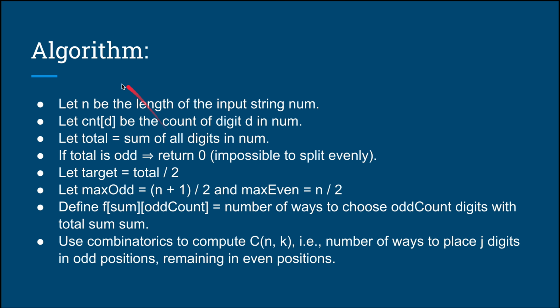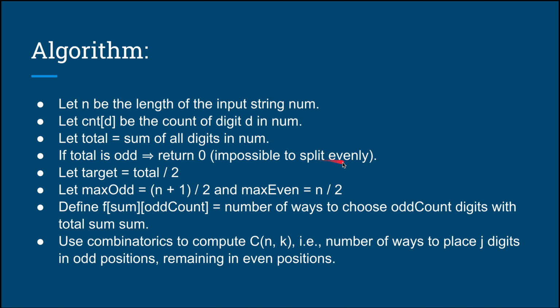Okay, so that was the to-do. Now if you talk about the algorithm, I'm writing it in simple language to make it understandable. We'll take n as the length of the input string num, and let's take count at D as the count of digit D in num, right? Then we'll take total equal to the sum of all digits in num, and if the total is odd we'll return 0. That means first of all we define n, count at D, find the total, and if the total is odd we return 0, right?